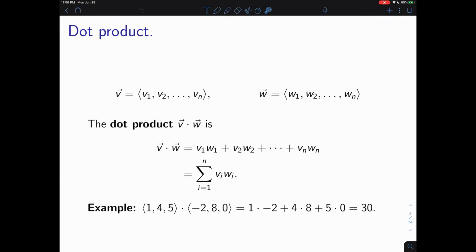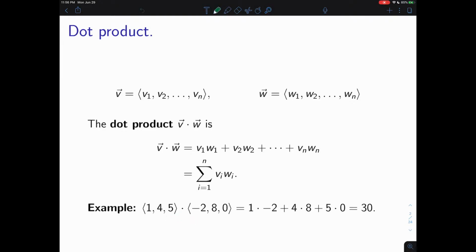All right, well, that's a kind of crazy formula. You multiply a bunch of stuff and then add a bunch of stuff. We're going to get into what it means and why it's important, but let's just check out a simple example. And here I have (1, 4, 5) dot (-2, 8, 0). So before anything else, maybe we could ask ourselves, what is the dimension involved here? And what's the n for this example?